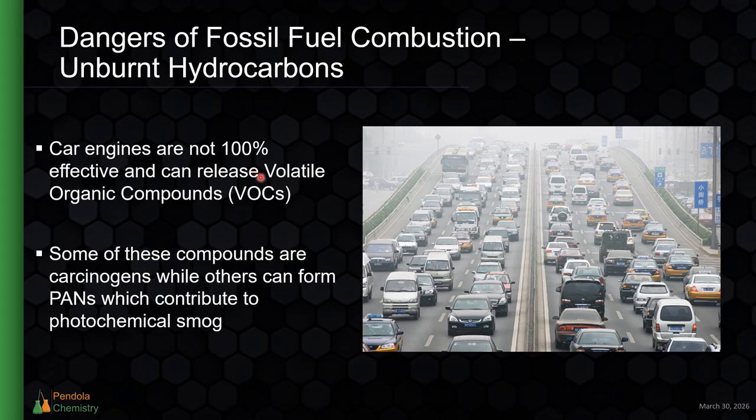Other unburned hydrocarbons, or volatile organic compounds, VOCs, can also form PANs by reacting with nitrogen oxides in the air. And those PANs are what contribute to what we call photochemical smog, that we more normally relate to pollution in the air. That hazy look that we get over cities like LA and Mexico City, which sit inside of basins and valleys. So the creation of PANs is another issue that comes from the burning of fossil fuels and hydrocarbons. So how do we treat this?